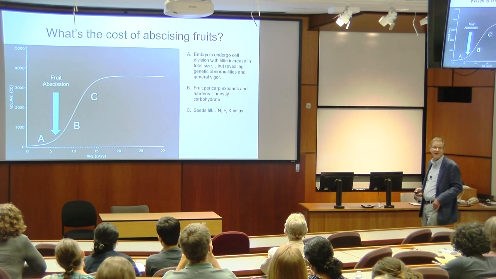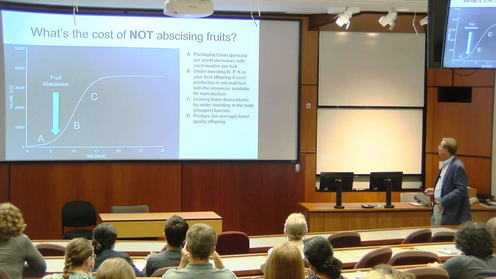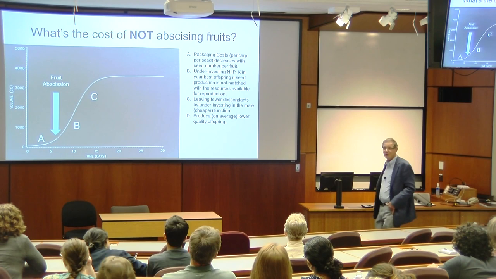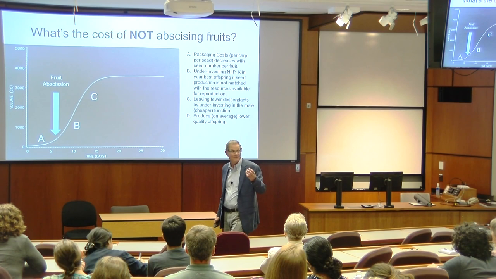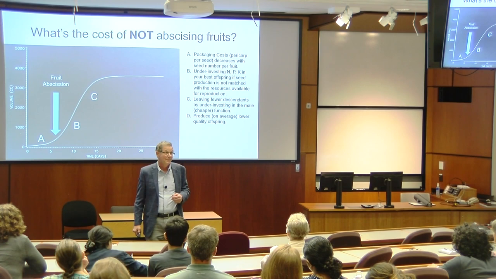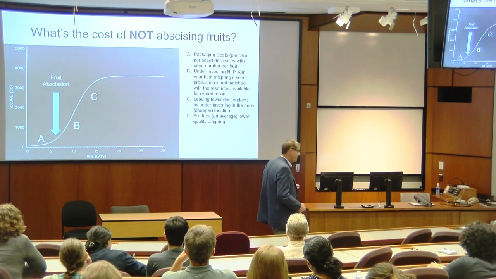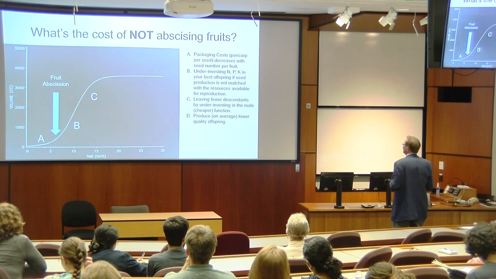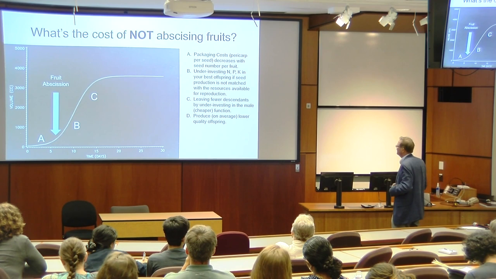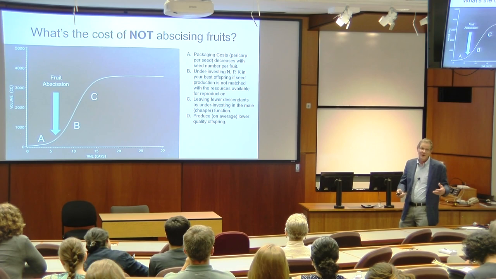Okay. So we can say, what's the cost of not upsizing fruits? Well, you get packaging costs. If you have an apple with two seeds, the cost of the package per seed is a lot greater than the cost if you have eight seeds in that apple. Okay, so there's packaging costs that you save by upsizing fruits. Also, you underinvest NPK in your best offspring if seed production is not matched with the available resources. So if you don't cut back on these fruits, you're dividing your limited N, P, and K among too many progeny and nobody's getting enough.